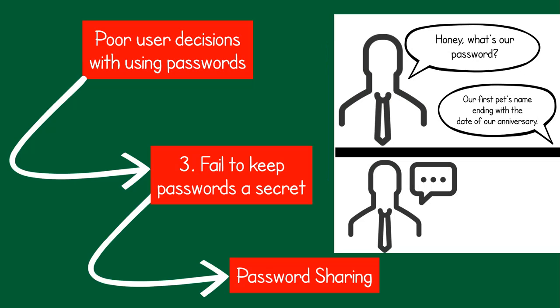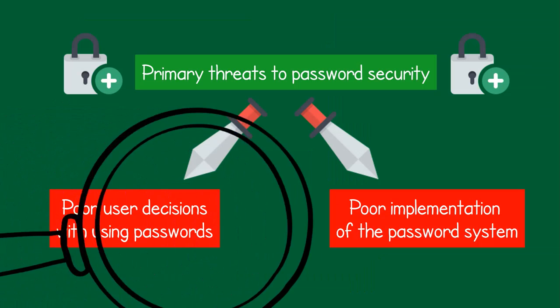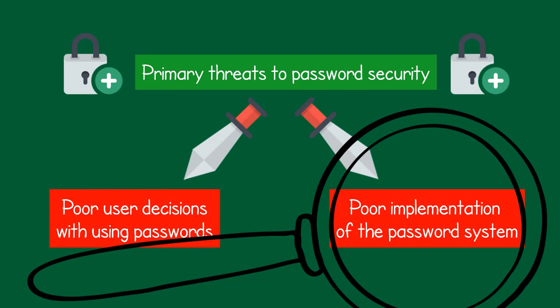In addition to humans doing dumb things with passwords, poor implementation plays a significant role in the effectiveness of password security as a tool. Poor implementation refers to how the authorization or logon process fails to protect the password from being compromised or exploited. Here are a couple of examples.